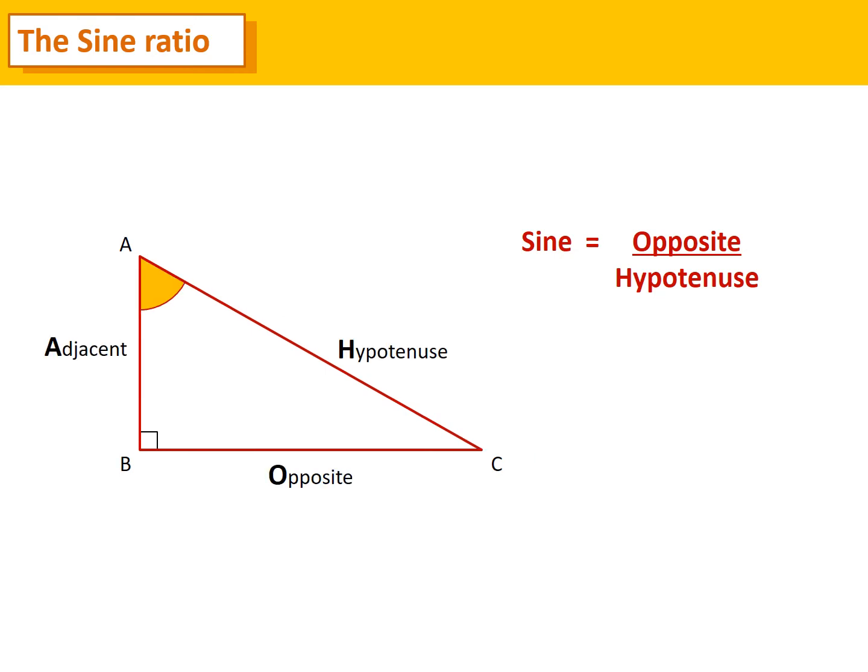But in the second example, the angle is marked in at point A. Therefore, we don't write sine C, we will be writing sine A equals the opposite over the hypotenuse, which is 15 divided by 20.